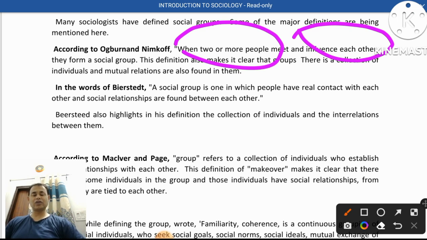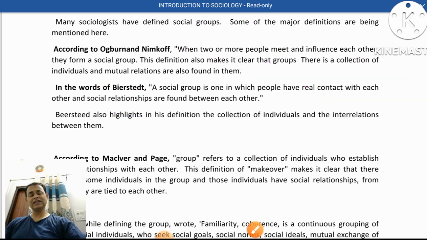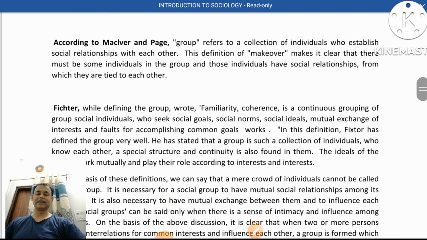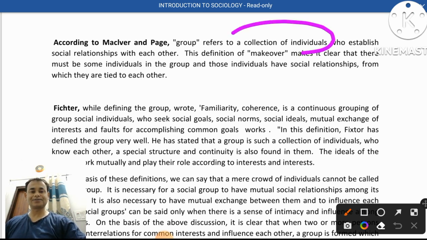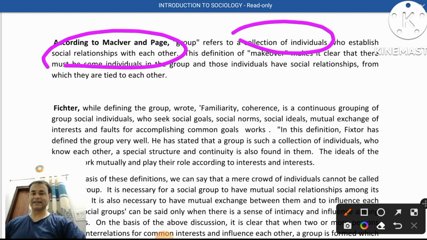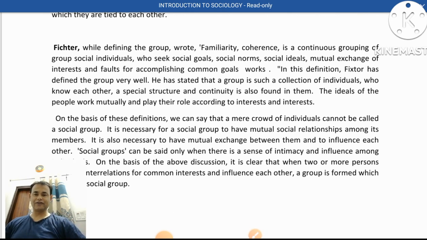In the words of Bierstedt, a social group is one in which people have real contact with each other and social relationships are found. So social relationship and collection of individuals, both are important here. According to MacIver and Page, group refers to a collection of individuals who establish social relationships with each other. Understand? Fischer, while defining the group, wrote that it is a continuous grouping of individuals who seek social goals, social norms, social ideals, mutual exchange of interest, and work for accomplishing common goals.